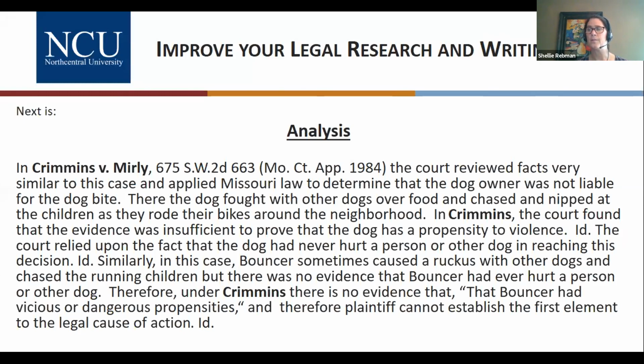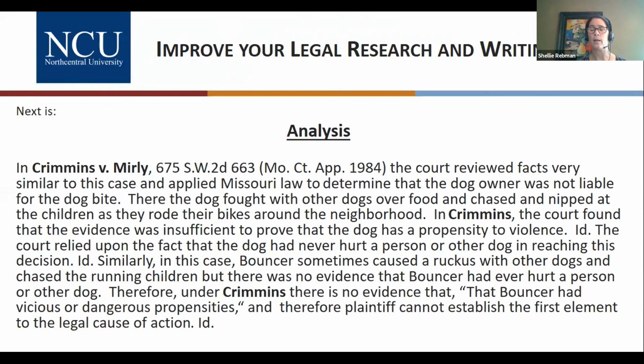Then I include a brief statement of the facts in that case that are similar to ours. So there, in Crimmins, the dog fought with other dogs over food and chased and nipped at the children as they rode their bikes around the neighborhood.